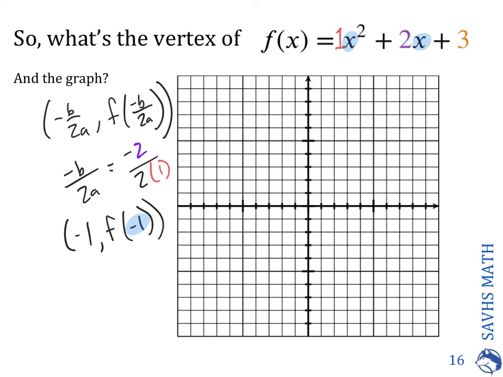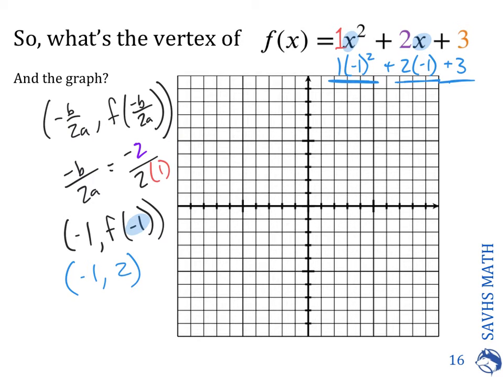I'm going to rewrite that whole thing up here so that I can keep track of what's going on. 1 times negative 1 squared plus 2 times negative 1 plus 3. Okay, careful of your order of operations here, but negative 1 squared is positive 1. I'm going to cry if you say that negative 1 squared is negative 1. It's not, it's positive 1. So then this whole thing is 1 plus negative 2, which is negative 1, plus 3 is 2. So my vertex is the point negative 1, 2.